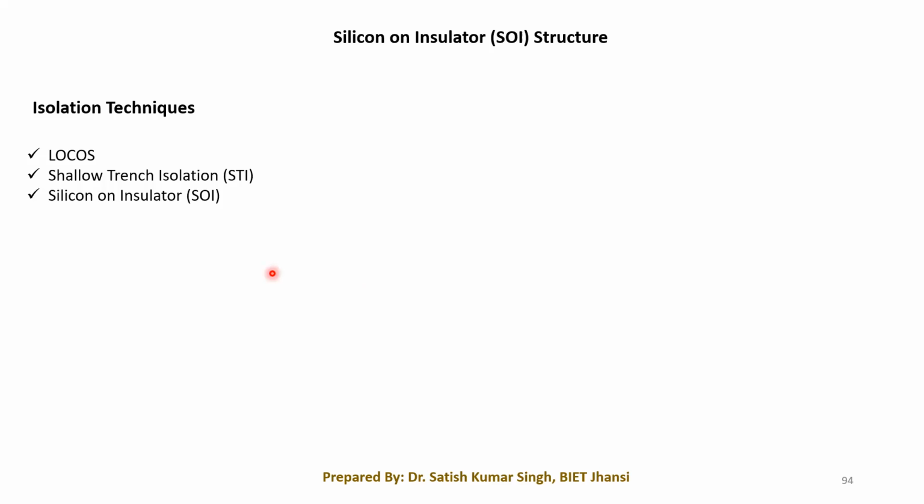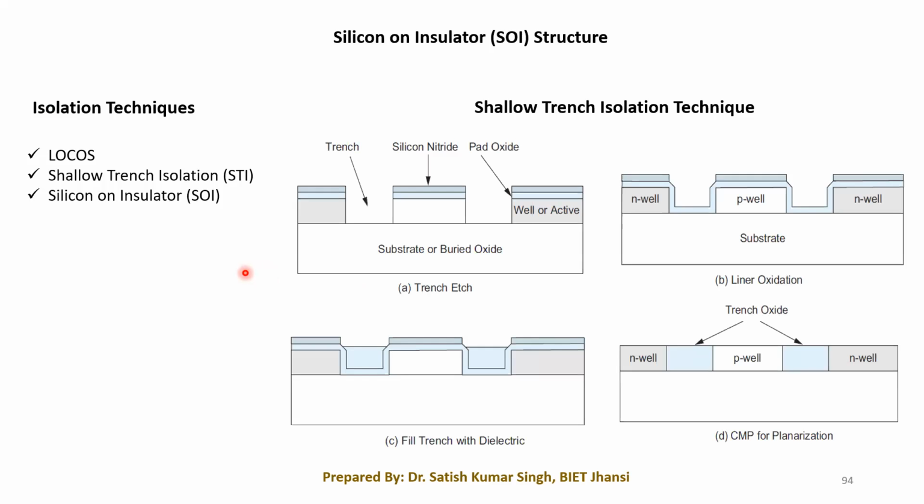Now in the shallow trench isolation, I will be explaining this one just for the sake of completeness, and then we will be discussing silicon on insulator. Basically in the shallow trench isolation, first of all we take a substrate. This substrate was initially up to this point. You just try to understand this one.